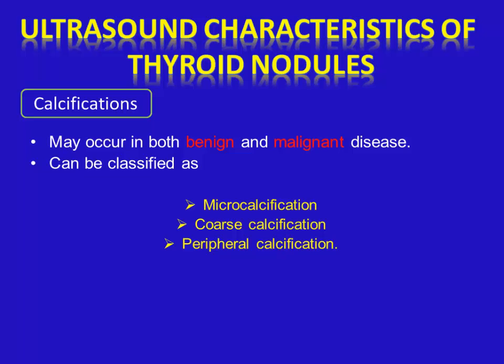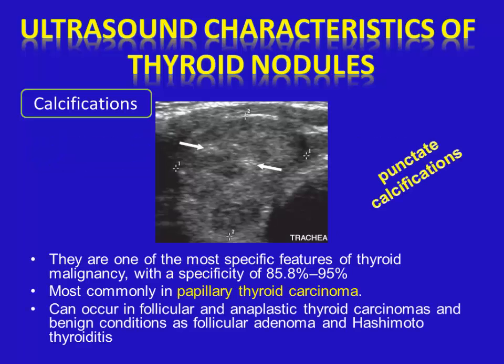I'm going to start with the calcification. Just keep in mind that calcification can occur in benign and malignant diseases. We can classify them into microcalcification, coarse calcification, and peripheral calcification. The microcalcification, as in this example, you can see these white dots, what's called the punctate calcification without posterior acoustic shadowing. This is the most specific feature of thyroid malignancy, with a specificity of about 95%.